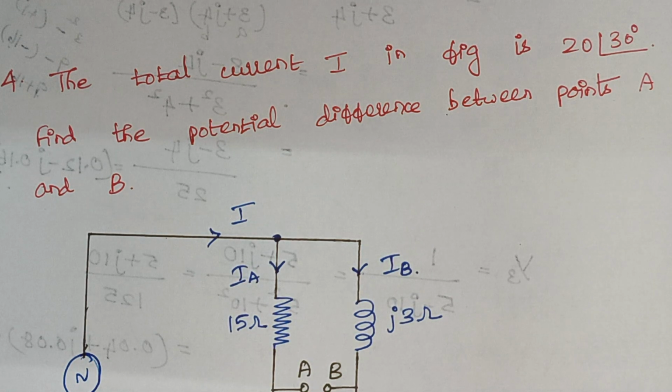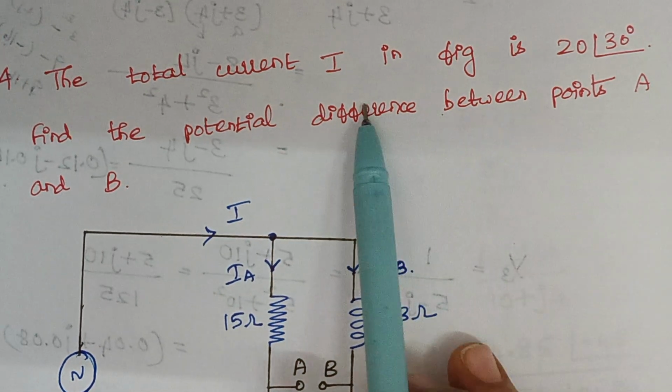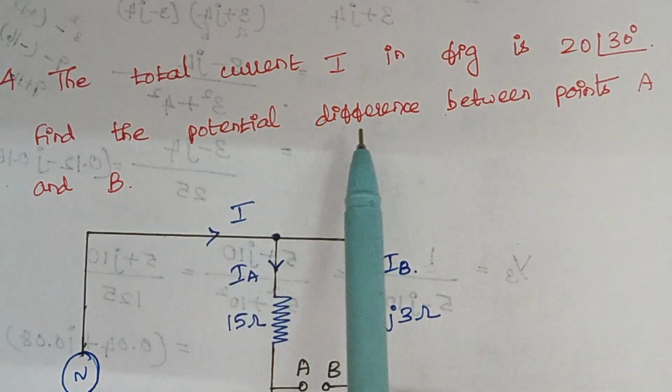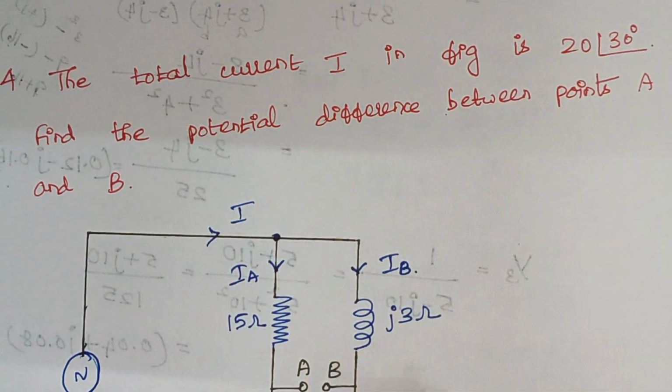Today we are going to solve problem number 4 and 5 under the topic AC parallel circuits. Here the problem is: the total current I in the figure is 20 with an angle of 30. Find the potential difference between the points A and B.